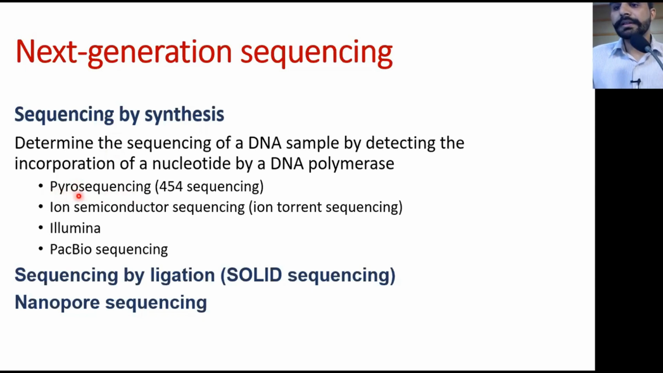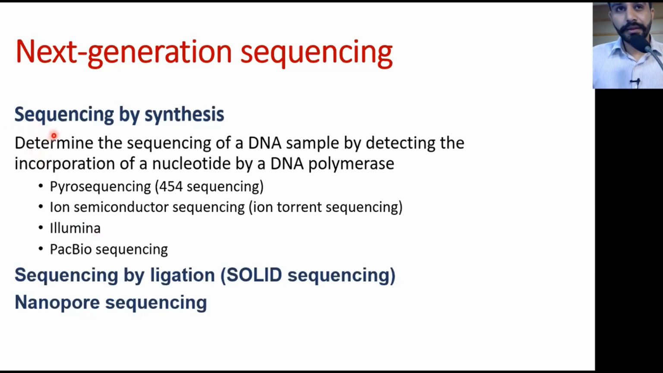So some common methods are pyrosequencing, that is 454 sequencing, that is not used commonly nowadays. Ion semiconductor sequencing, it's not common. Illumina, it's very common, and the majority of sequencing is Illumina sequencing. And we also have PacBio sequencing. It's one type of long read sequencing.